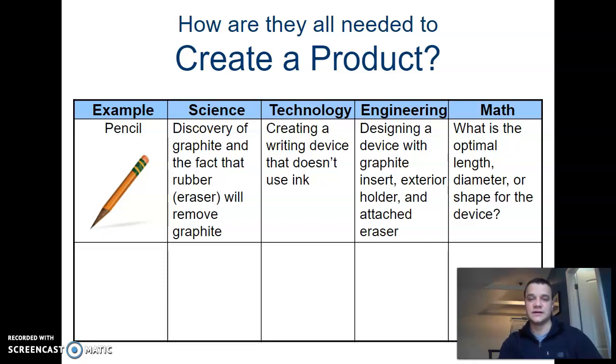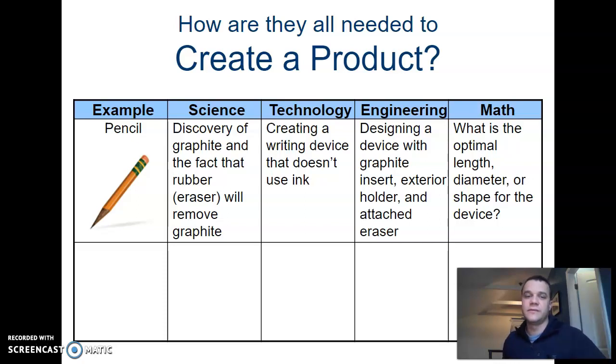All right, now, technologist. What is a technologist? A technologist is going to be involved in developing that pencil as they look for a way to create a writing device that doesn't use ink. They go back to the discoveries of science and recognize that graphite doesn't require ink, and it's erasable. Ink is not erasable. So engineering, knowing that technology, there's a need there within the realm of technology, works on the design of combining the graphite, the exterior holder, and the rubber, and attaching the eraser.